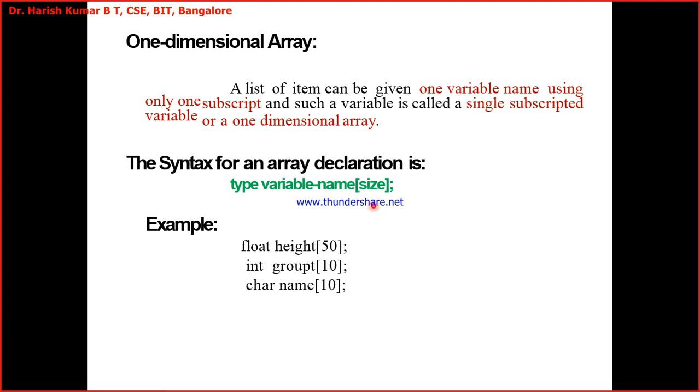How many subscripts are you giving? There is one name, and how many subscripts? One subscript. So float item[50], int group[10], char name[10]. These are all examples of the one dimensional array. Okay.